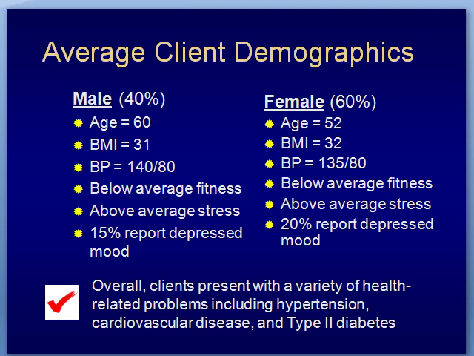You can see there are some mental health issues there, 15 to 20% clinically depressed. And then some have hypertension, some have cardiovascular disease, some have diabetes. And so it's a fairly high-risk physical population.